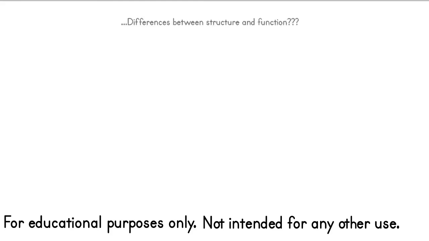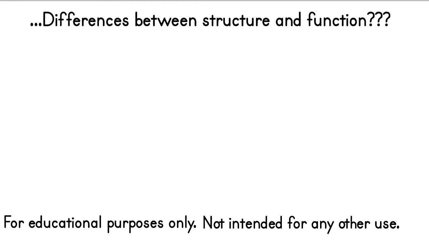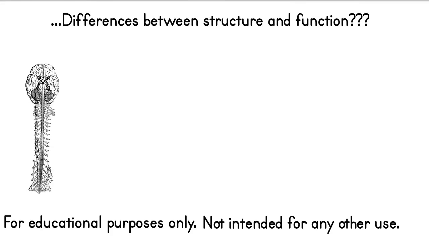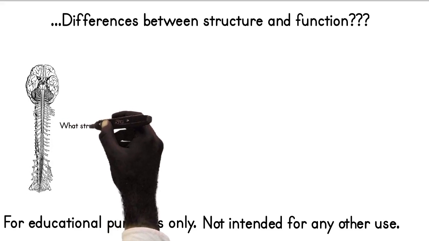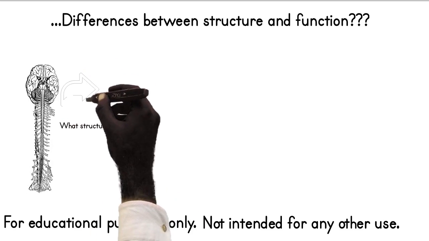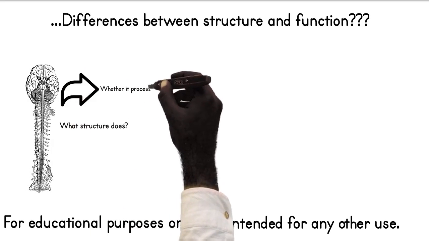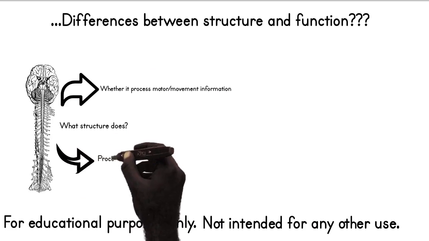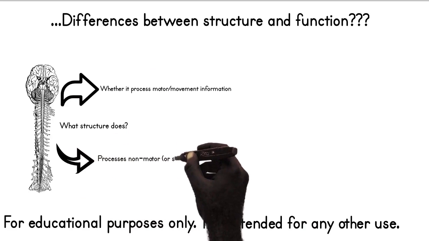Under the functional organization of the nervous system, a really important question to ask is, what does the nervous system structure in question do? And does it either A, involve the movement or the processing of motor information, or B, is it involved in the processing of sensory information?